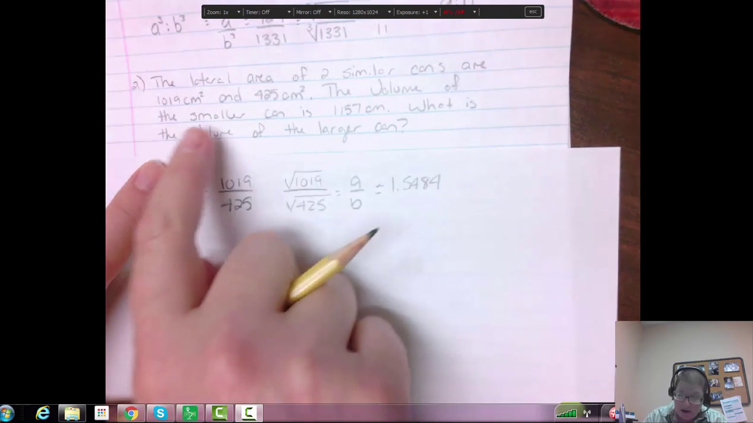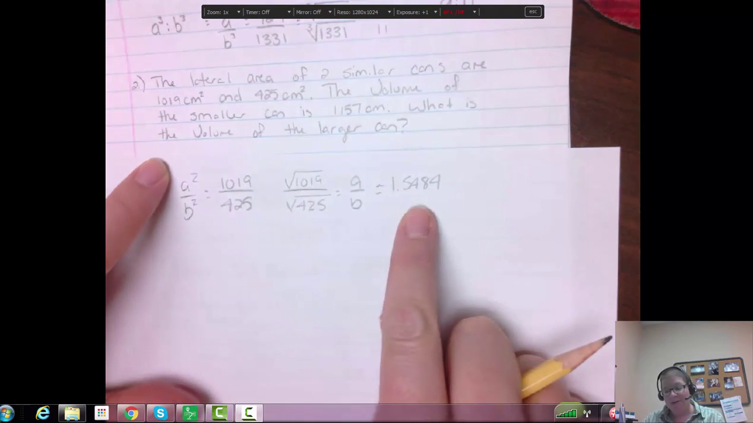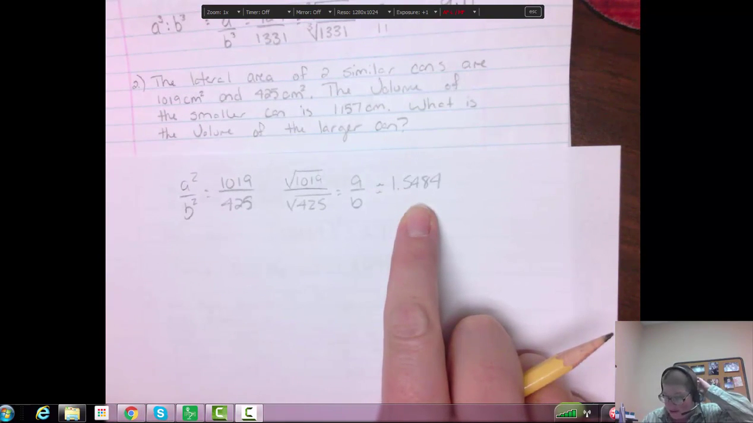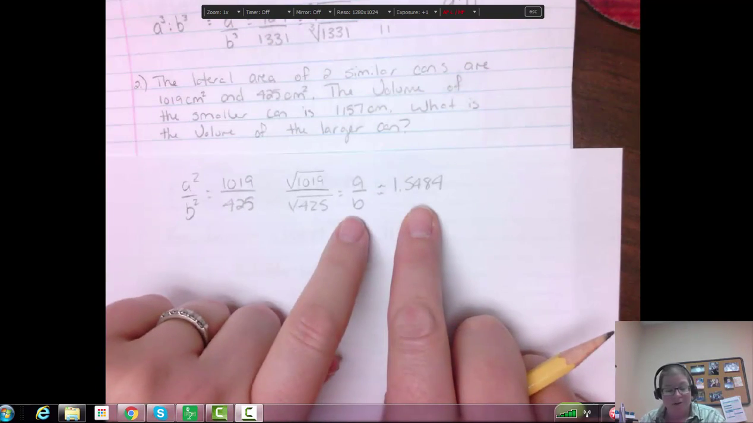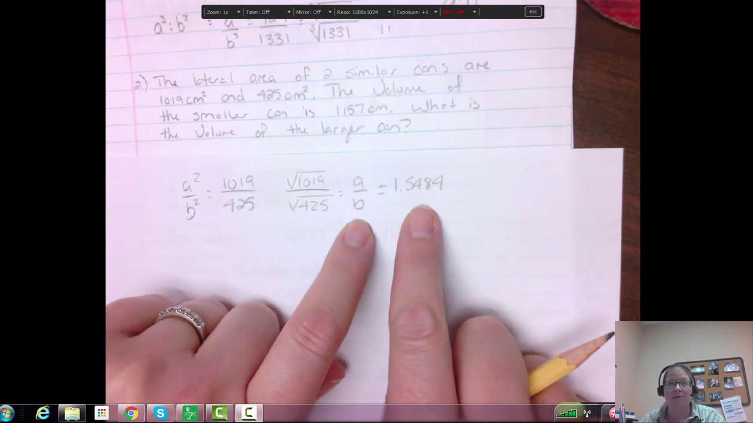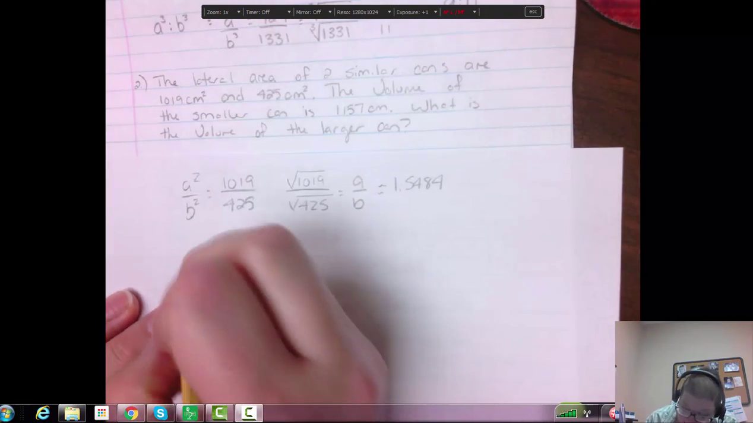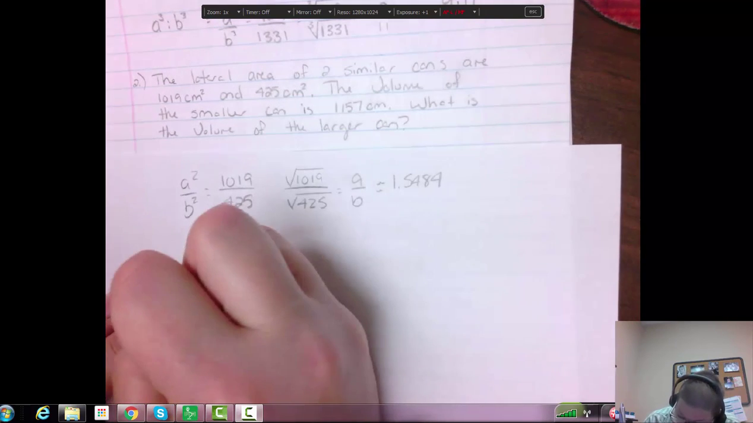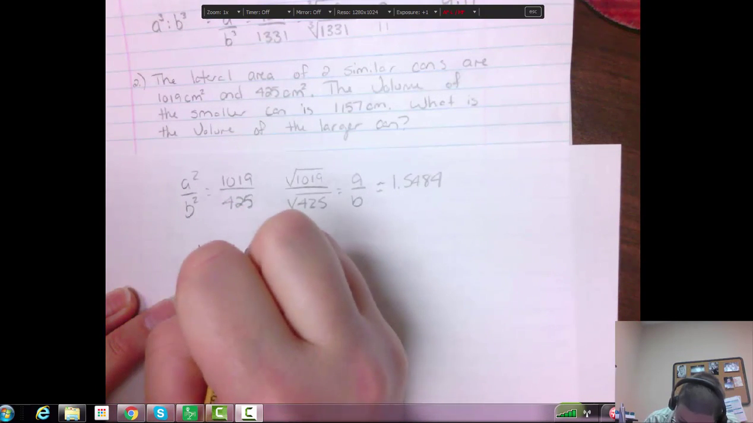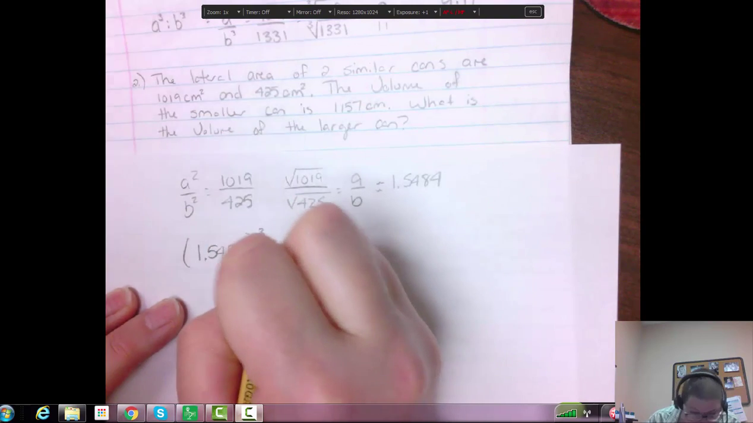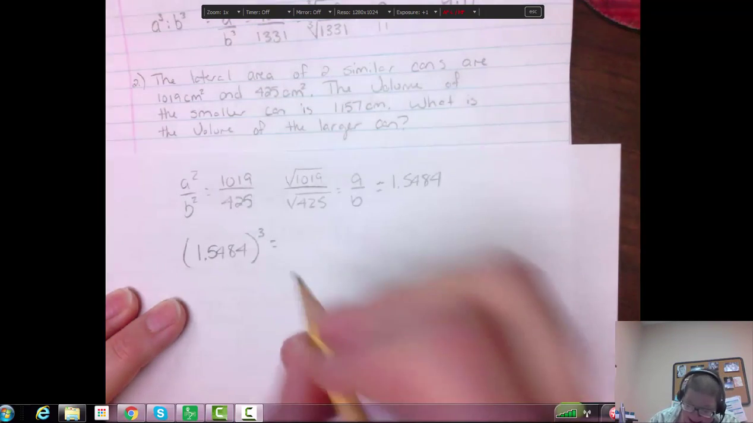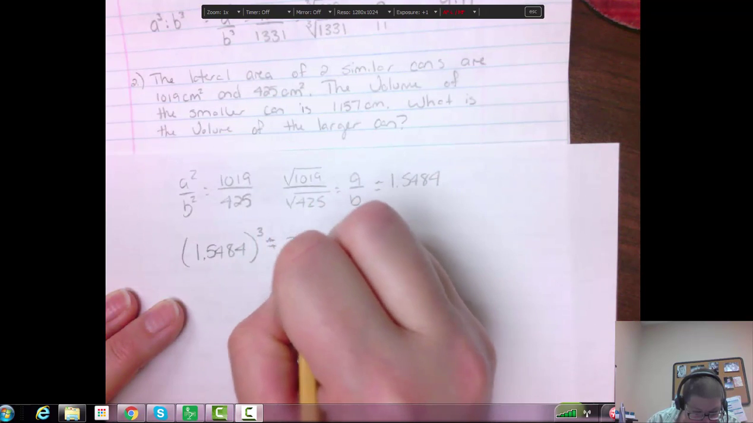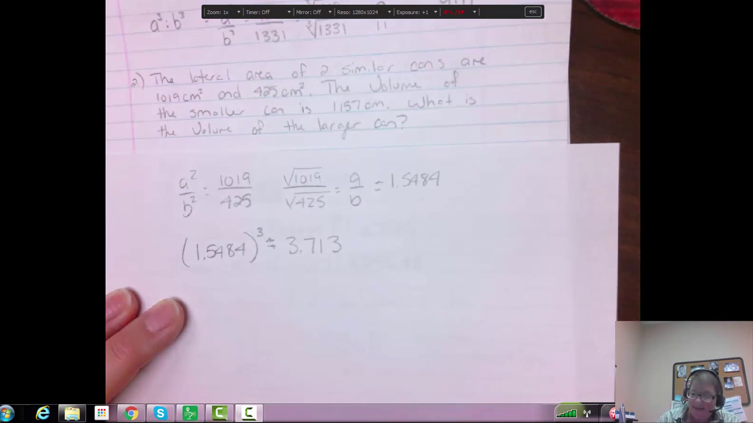Now that I know the scale factor, I can think about the volumes. So the volume of the smaller one is this, and we know that the larger one is this much bigger by scale factor. But when we're looking at volumes, it's to the third power of our scale. So I have to take the scale that I got back down to that a over b, 1.5484, and I have to take it to the third power. And that is going to be about 3.713-ish.